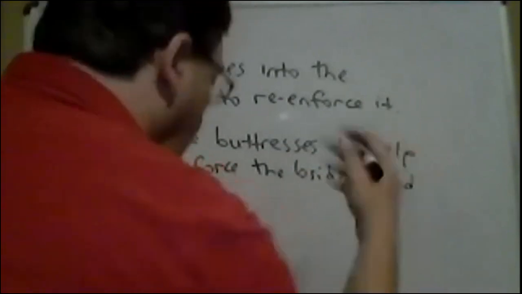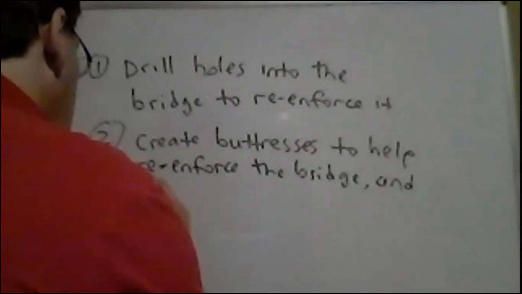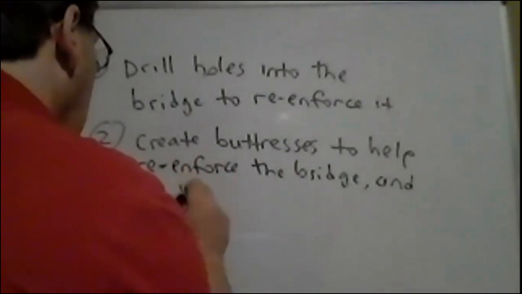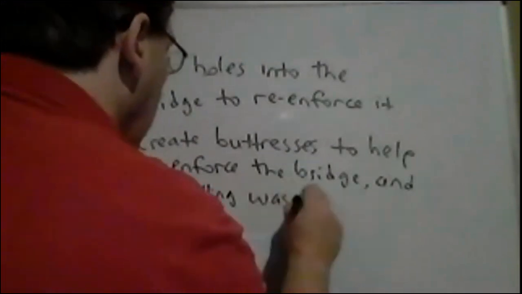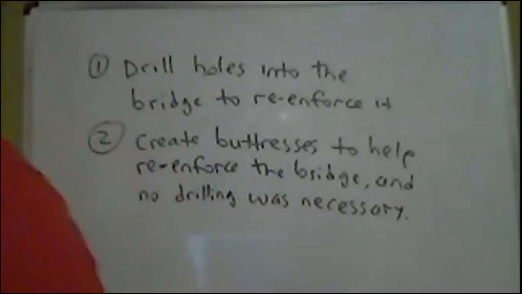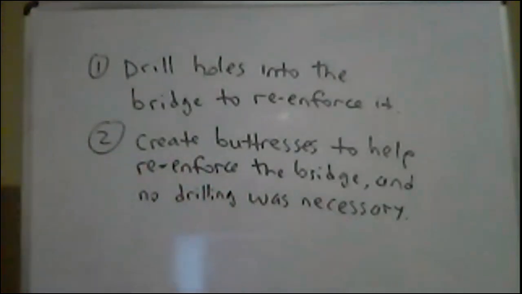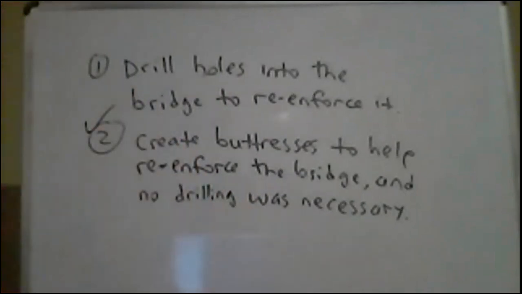And importantly to Washington State Public Works, no drilling was necessary. That's what they like. They're like, okay, let's fix this bridge, but let's not stick holes in it. And so Washington State Public Works says, oh, we like number two. Let's go with number two.